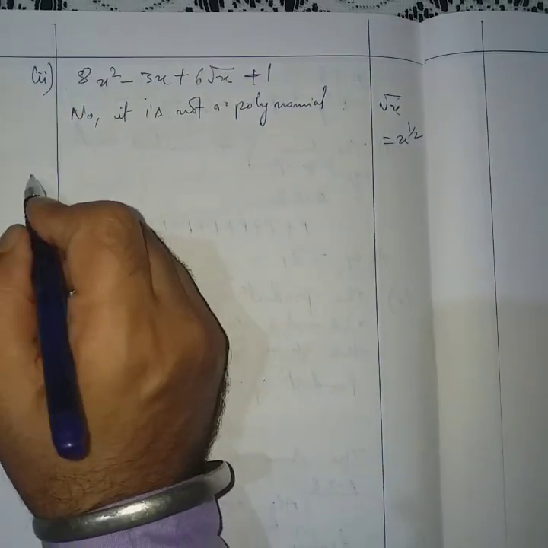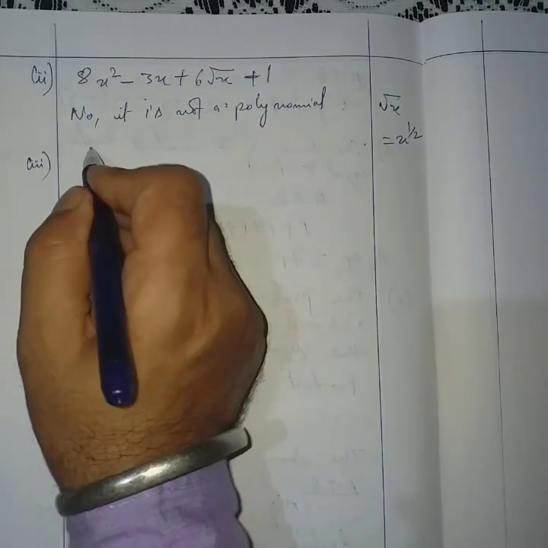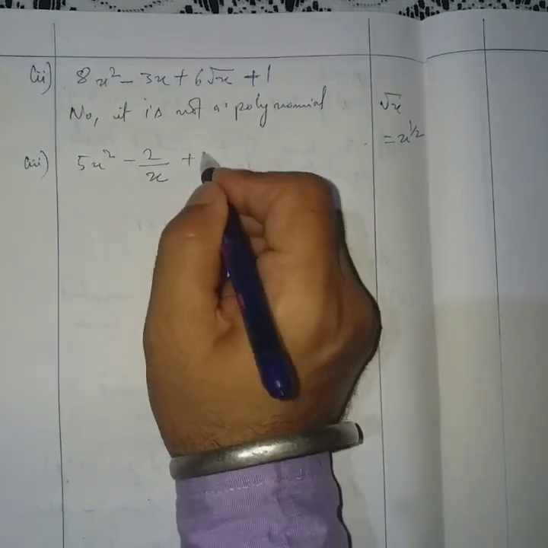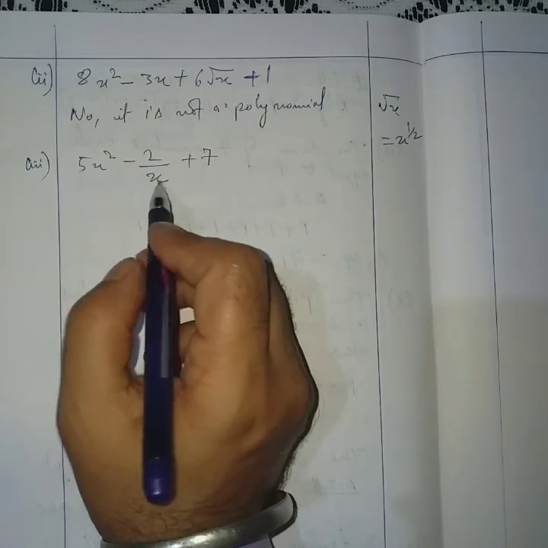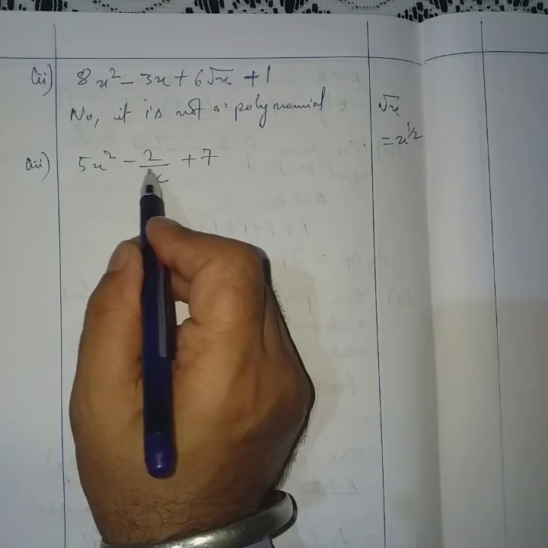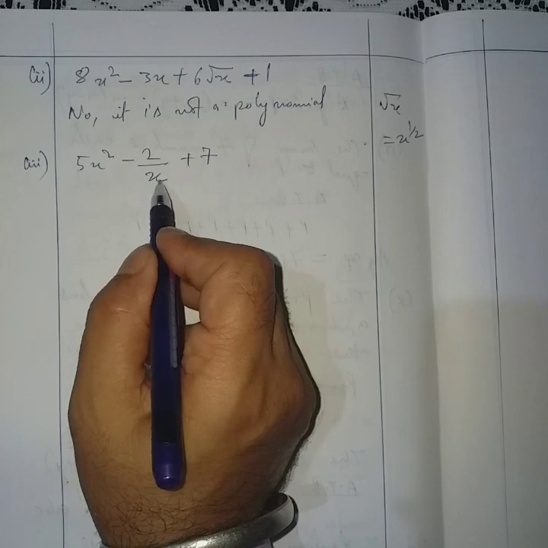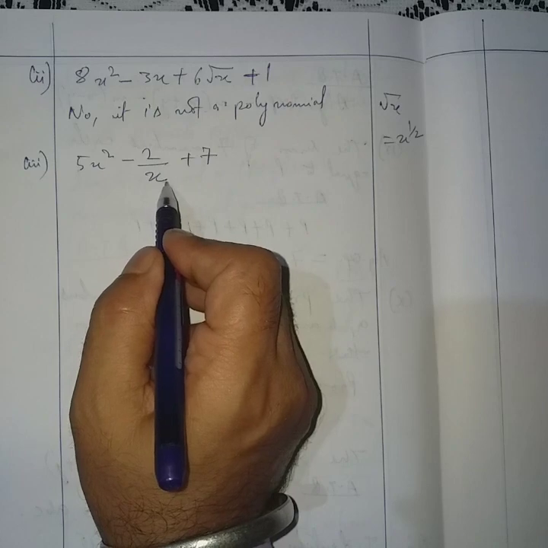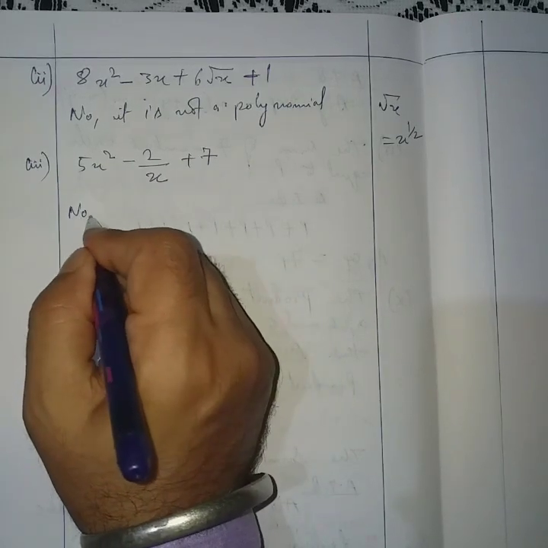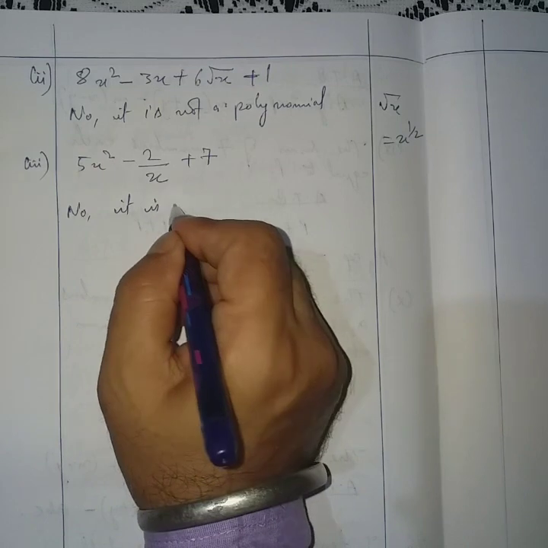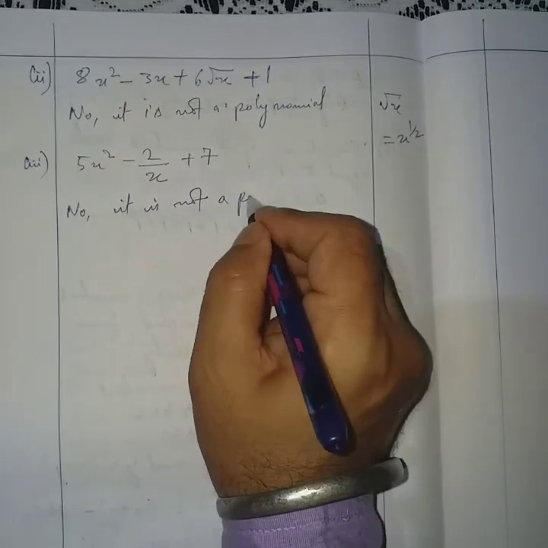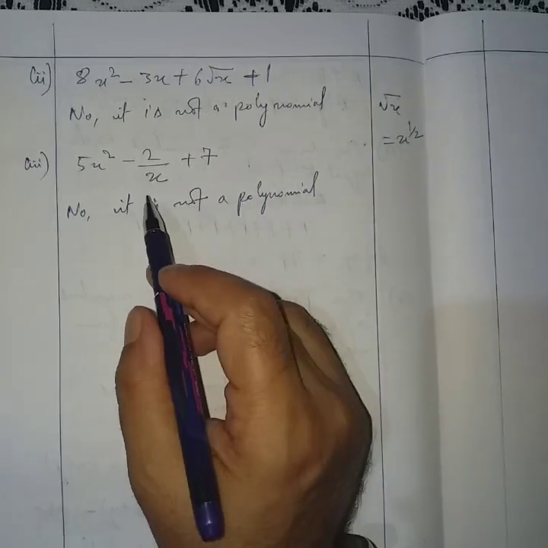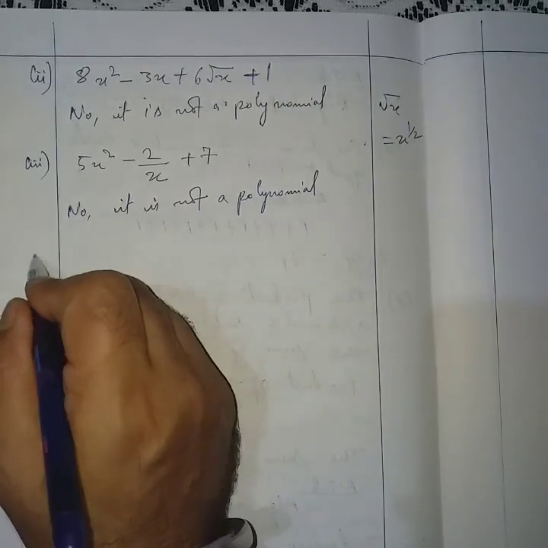Next number is 3. 5x square minus 2 by x plus 7. Here also the variable is in the denominator, which is not a polynomial. If it happens like this, then that algebraic expression is not a polynomial. No, here also no, it is not a polynomial because the variable is in the denominator.